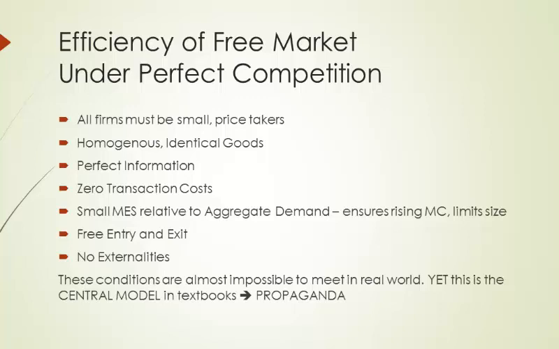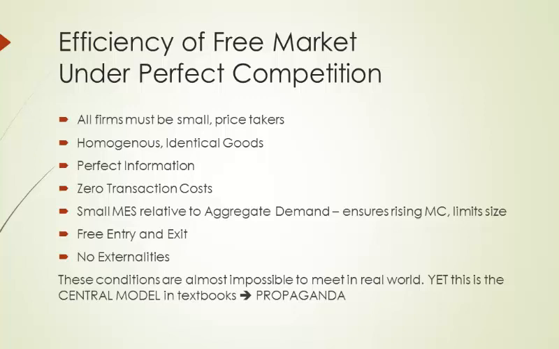So, you see, the theorem that is taught to you in textbooks is that the free market works wonderfully under perfect competition. And what are the assumptions? That all firms must be small price takers, you must have homogeneous identical goods, there has to be perfect information, there has to be zero transaction cost. You can go to any firm and buy the goods, you don't have any cost to get there, to find out the information and to buy.